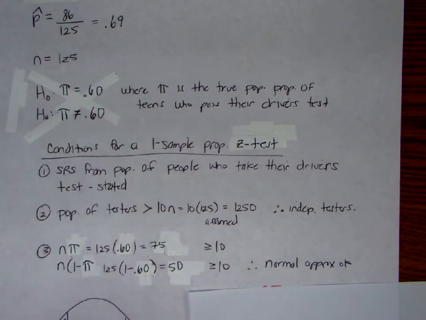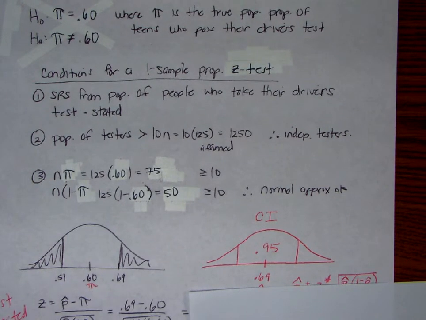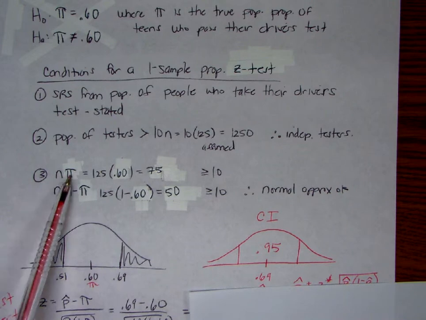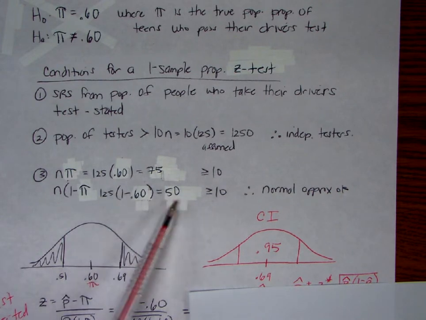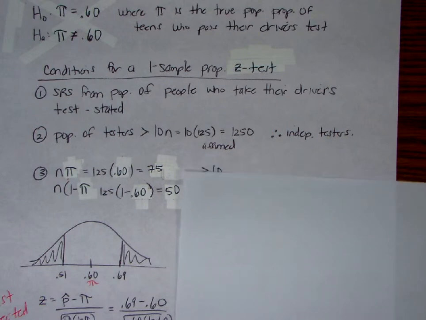This is a proportion. So when you get to the third condition for proportions, we've got to go with n times pi or n times p hat, depending on what we're doing. And if you have pi, you use it. So n times pi, notice I do that, 75, 50. Both of these are greater than or equal to 10, so a normal approximation is okay.